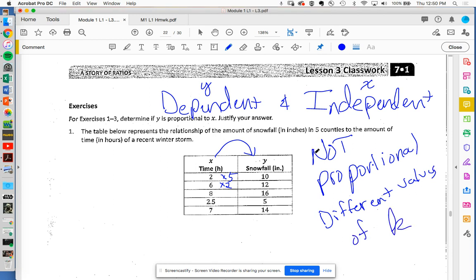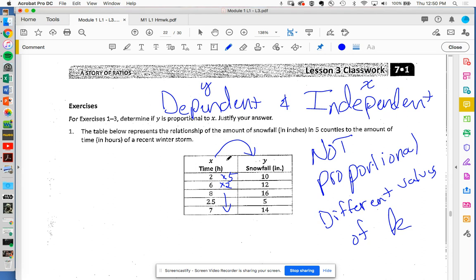But here's the deal. I'm not always going to make it that easy. I might make it so the first 4 or 5 all are the same number, and it's the last one that's messed up. So here's the deal. You need to check. Did I multiply 8 times something to get 16? Yeah, times 2. What about 2.5 to 5? Times 2. What about 7 to 14? Yeah. Times 2. So all these other ones are times 2. But if you have one that's wrong, the one that's different, it's not proportional.